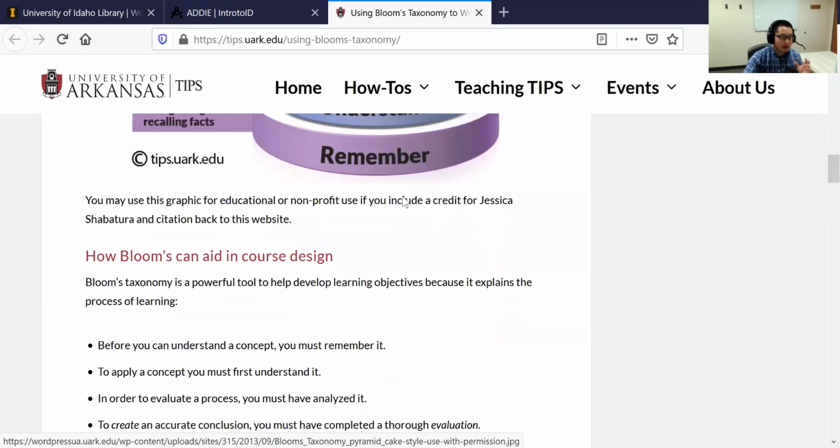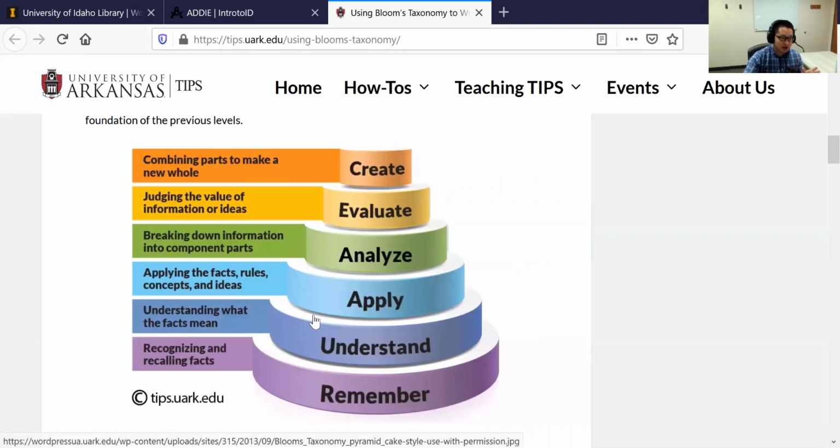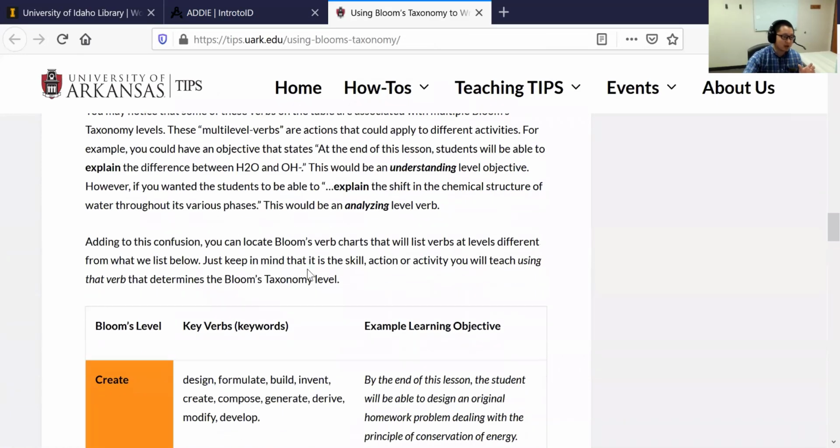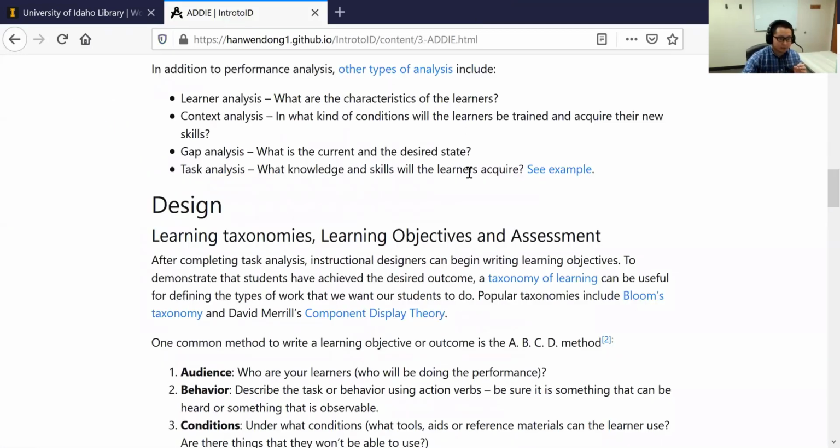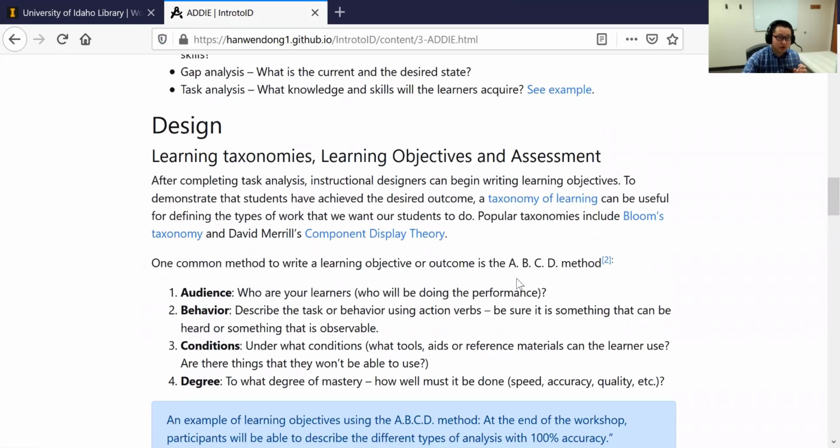When we are creating the objectives, we want to write them out by using some keywords in a way that is specific and measurable. One example of how to write the objectives is to use the ABCD method. ABCD stands for audience, behavior, condition, and degree.